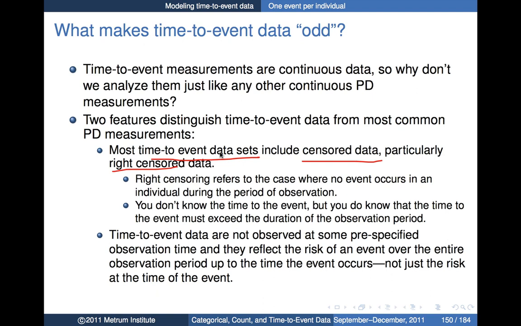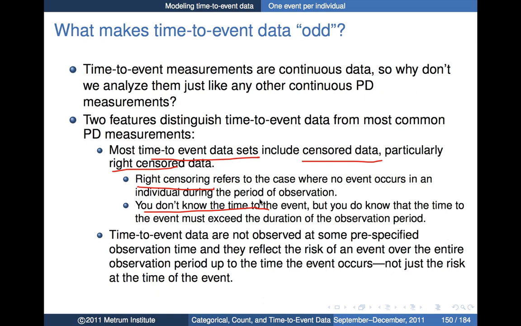For those who may not have worked with that kind of data, right censoring refers to the case where no event occurs in an individual during the period over which you observe them. So when that happens in a given individual, you don't have, in a sense, an observation for the time to an event. All you have is an observation for how long it went without an event, but that turns out to be informative in some ways and something you want to consider in your modeling.